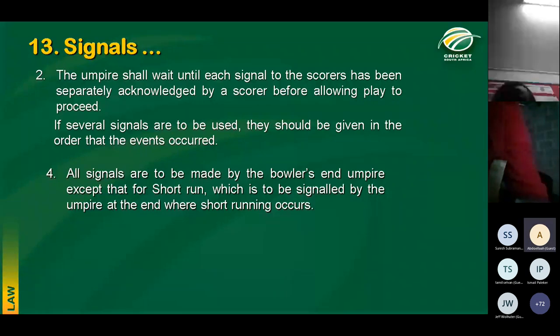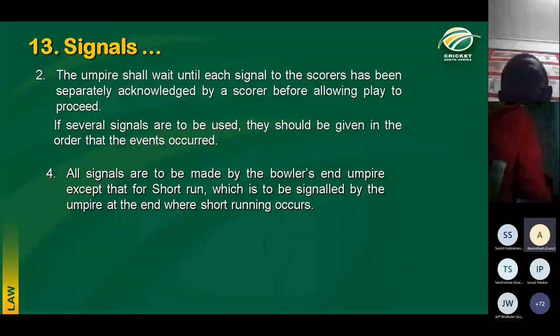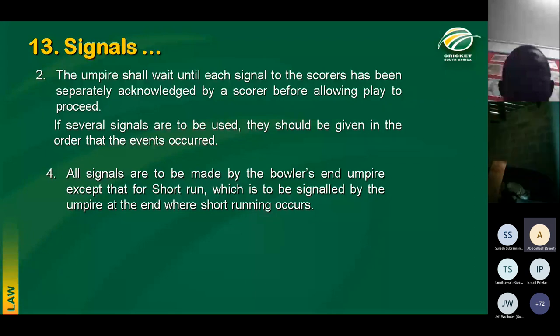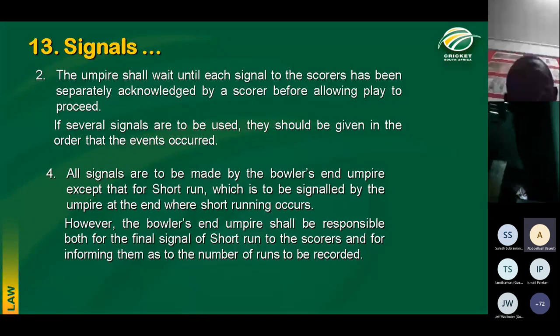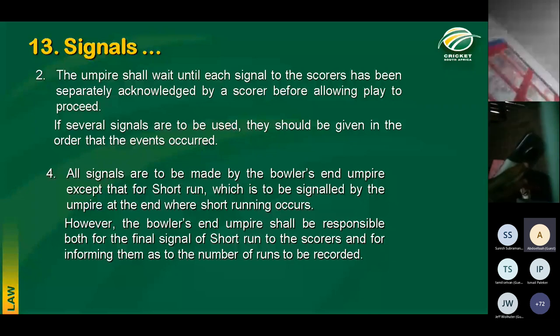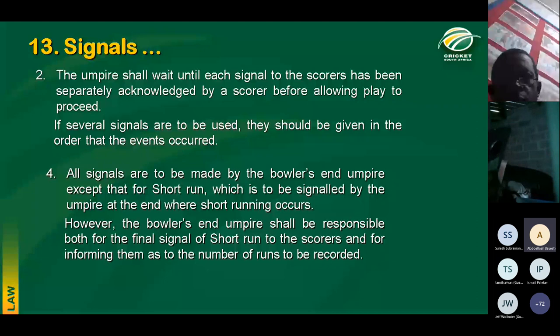All signals are made by the bowler's end umpire. Only the bowler's end umpire speaks to the scorers. Although there are times where a short run happens, and we will cover short run later in the laws. If the short run happens at the striker's end, the striker's end umpire needs to call and signal that to inform everyone on the field. But when it comes to signaling the short run to the scorers, who needs to do it? The bowler's end umpire needs to signal the short run to the scorers. Why? The scorers do not look at the striker's end. Scorers only look at the bowler's end. That's why only the bowler's end umpire speaks to the scorers through the means of signals.